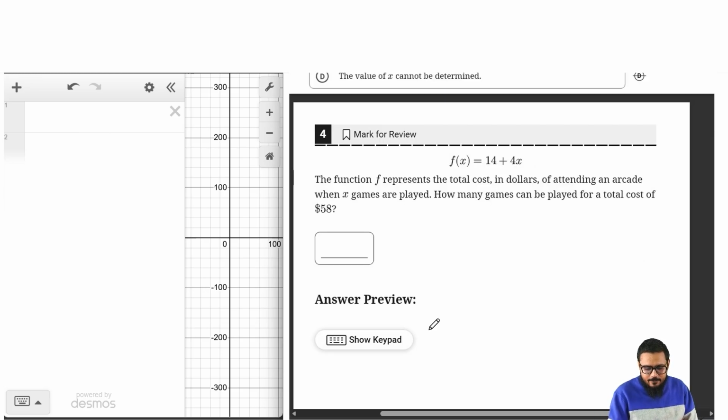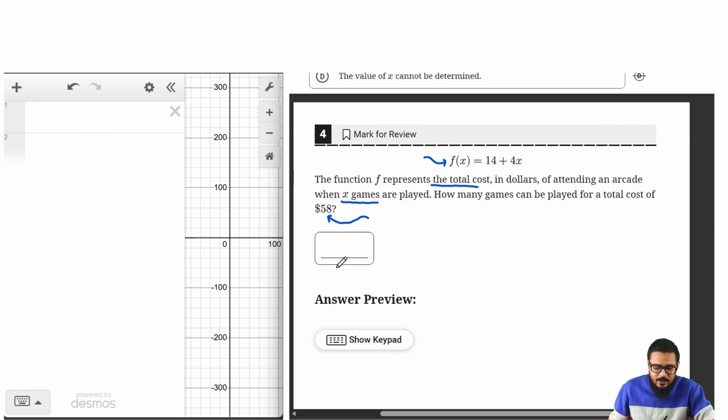The function f represents the total cost in dollars of attending an arcade when X games are played. So X represents the number of games that you're playing, and f of X represents the total cost. The question tells you the total cost, which is $58, right? So you don't know the number of games. Instead, you have to figure out the value of X, the number of games you would be playing once the expenditure is altogether $58.